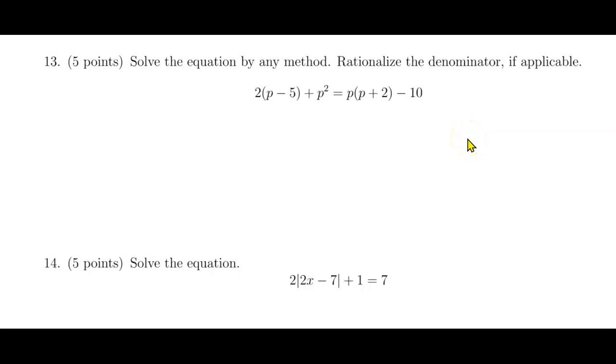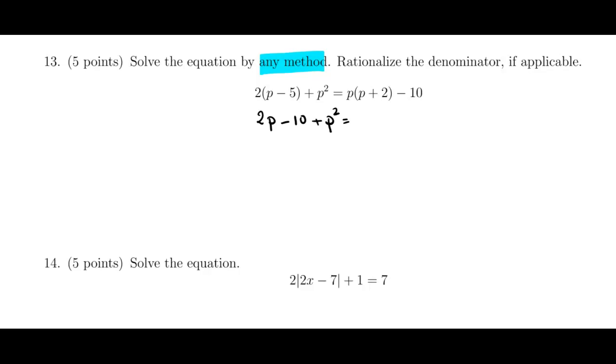All right, so question number 13, and they ask you to solve this equation using any method, right? Never pay attention to the second sentence because we don't have a denominator, right? So now what we're going to do again is the regular method, which is just to make the distribution, add the like terms, all right, and then isolate the p, right?